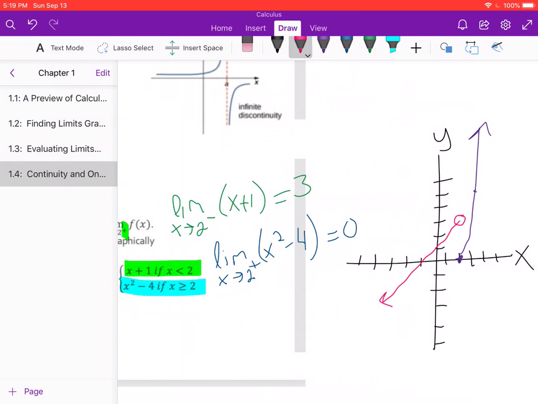So from a graph, we would just look and say, hey, coming in from the left-hand side, we're coming toward 3. Coming in from the right-hand side, we're coming in towards 0. Notice we have a jump discontinuity.